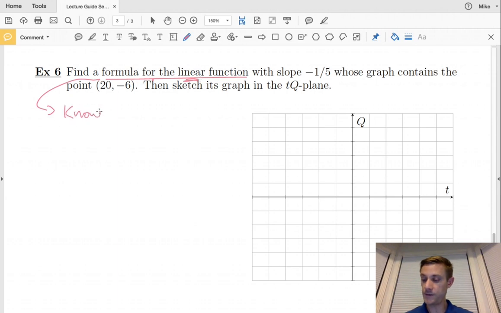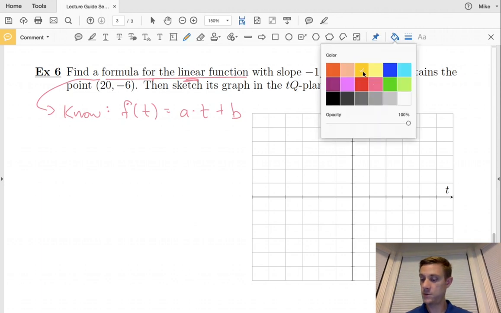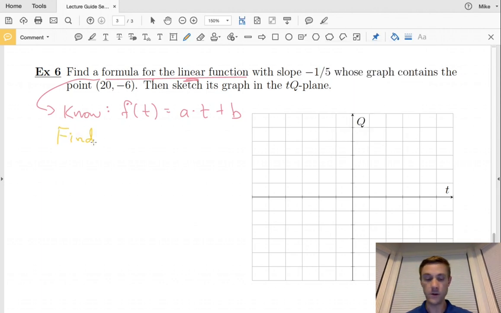So what this gives us is that for a linear function, I know that our formula is going to look something like a times t plus b, and it's our job to figure out what these constant values are. So now we need to find, in fact, to be consistent with earlier things, I'm going to write goal. So find a and b.